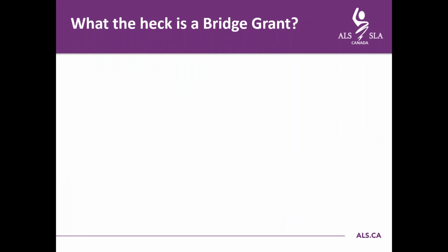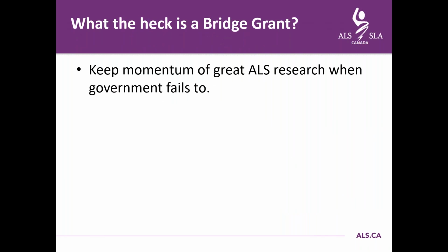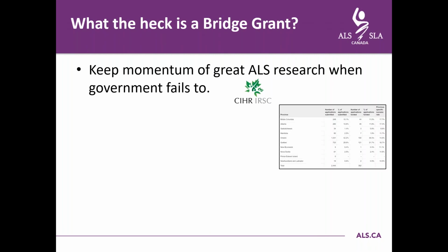But what the heck is a bridge grant? Well, ultimately, as I've just said, when the government funding system called CIHR funds research, it turns out that a lot of great research just isn't able to be funded by the government. And so some of those researchers have great work and are ALS researchers, but don't actually get the funds to continue their work. These bridge grants allow them a period of time to develop more data to ultimately try to get into the top tier of funding.